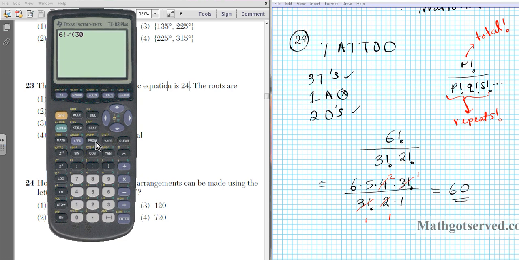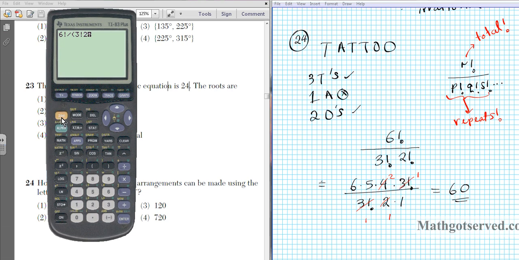So 3, I need to insert the factorial operation there. So go back to the catalog. Let's go to z, because it looks like it's closer to z. Where is z at? X, Y, Z. Okay, oh gosh, that doesn't work. And then go down. Okay, there you have it. 3 factorial and then 2 factorial.